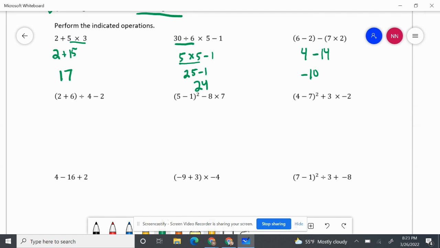If we're looking at the bottom one, 4 minus 7 is negative 3. Then we're going to square it. Negative 3 squared gives us 9. Then we have to decide addition or multiplication. We're going to do multiplication. So it's 9 plus negative 6, which is negative 3.